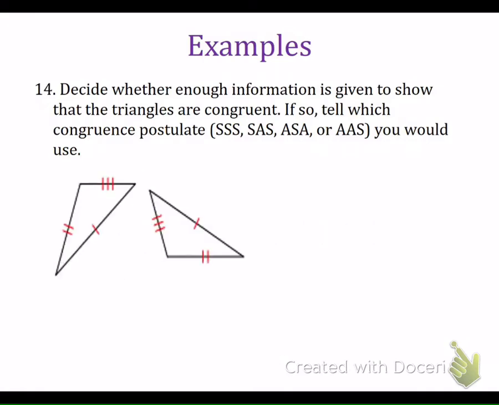Final example of today. Is there enough information to show that these triangles are congruent? Yes. And which one would you use? Yeah, I think this one's the easiest. Side, side, side. All 3 sides of one go with all 3 sides of the other.